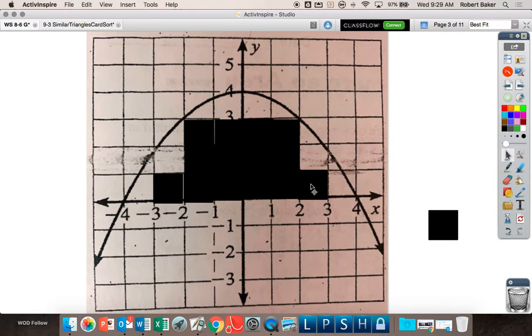So that generates our lower estimate. Why is it called a lower estimate? Because it's under the parabola. So we have to figure out what is the area of all that black region. 14 squares. So the area for this is 14 units squared.